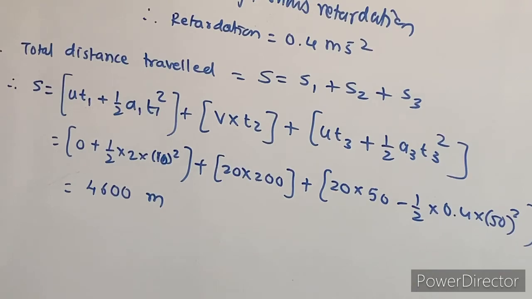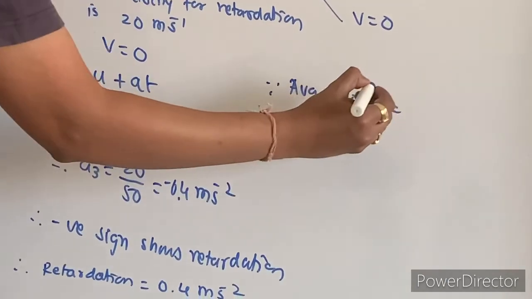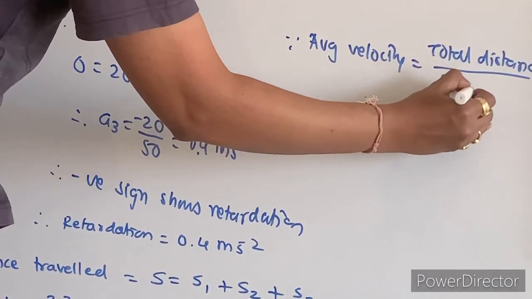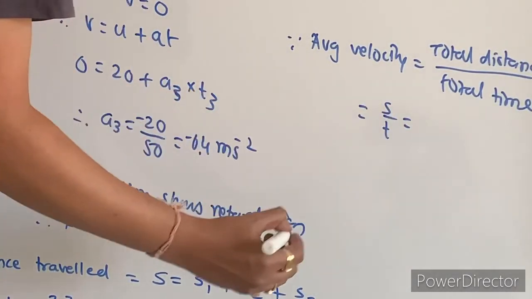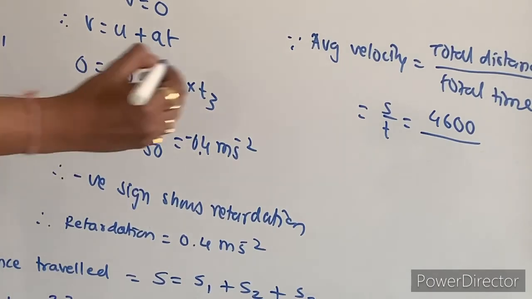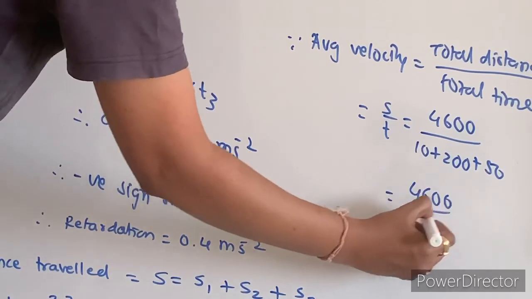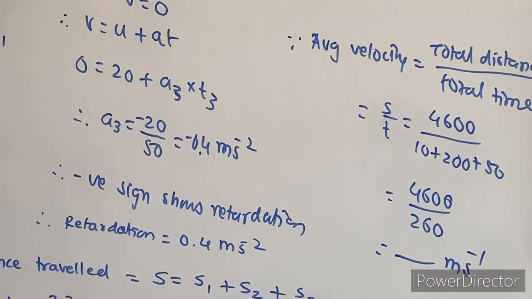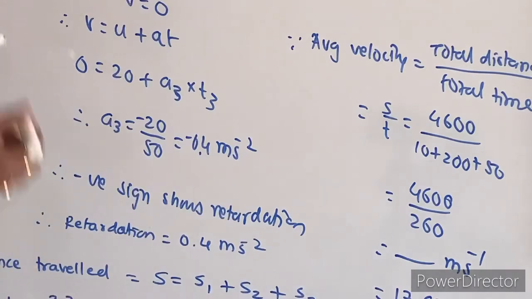Now in the last part, what they want is the average velocity. Average velocity is equal to total distance upon total time. So S is equal to 4600 upon total time, which is 10 plus 200 plus 50. That comes out to be 4600 upon 260. If you solve this, that comes out to be 17.69 meters per second. This is the average velocity.